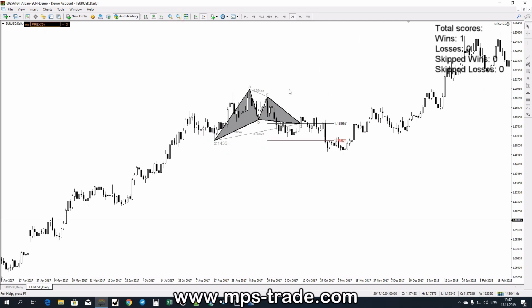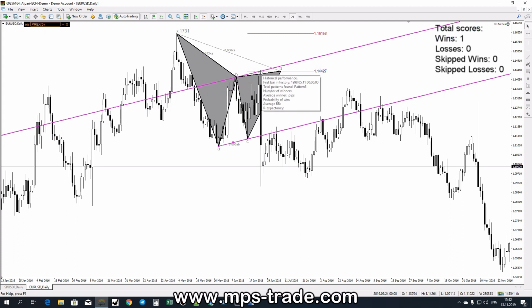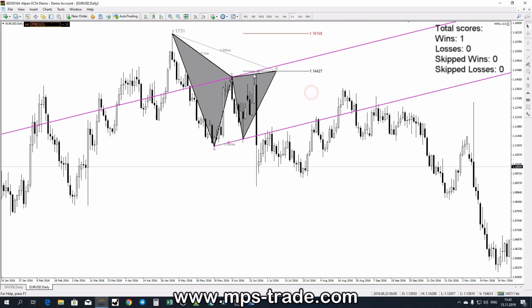Nice. Now let's examine some more situations. Here is the trading opportunity, and you place it at the B point. You see the pattern didn't complete. It didn't hit the channel. It didn't hit the completion. So it started the movement earlier.